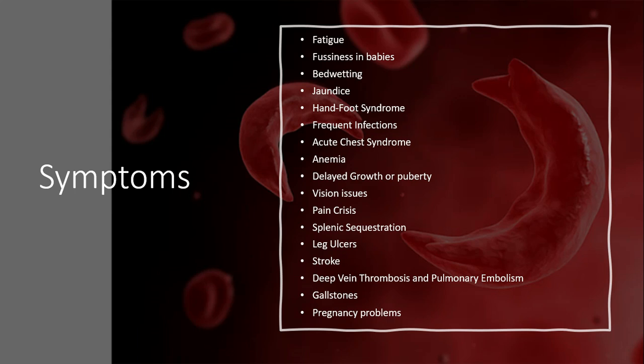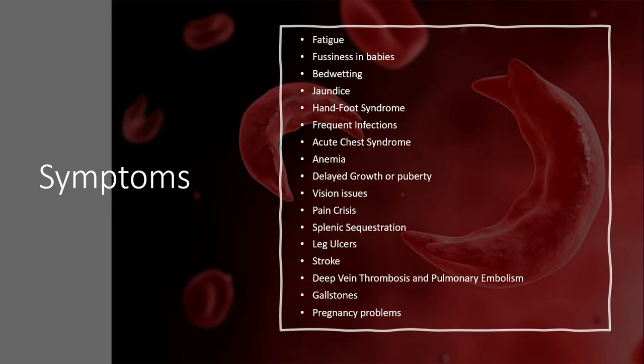Anemia, which is due to the red blood cells dying after 10 to 20 days. Delayed growth or puberty. Vision issues, which is due to sickle cells blocking blood vessels in the eyes, damaging the retinas. Pain crisis, which is due to sickled red blood cells getting stuck and blocking blood vessels, causing sudden, mild to severe pain. Splenic sequestration, which occurs when many sickle cells get stuck within the spleen, causing it to enlarge. This enlargement causes sudden weakness, pale lips, fast breathing, extreme thirst, abdominal pain, and fast heartbeat.